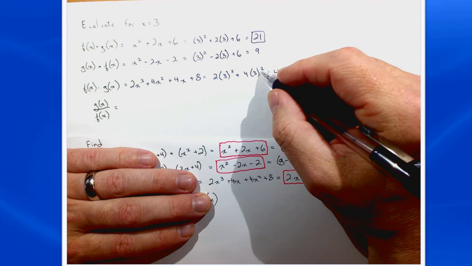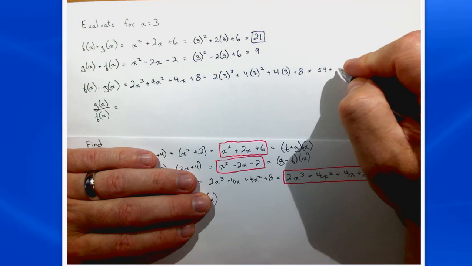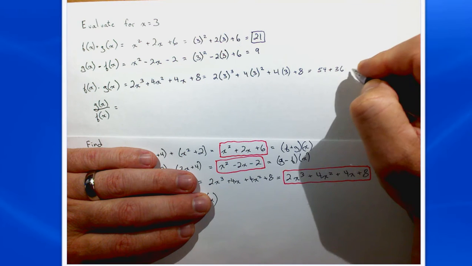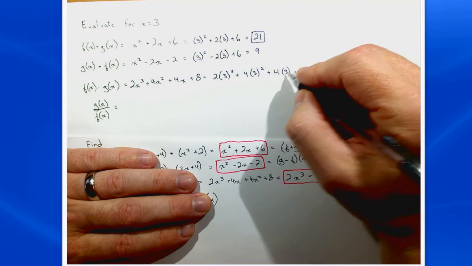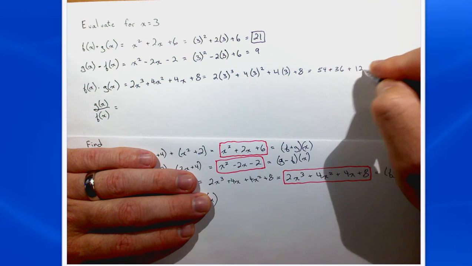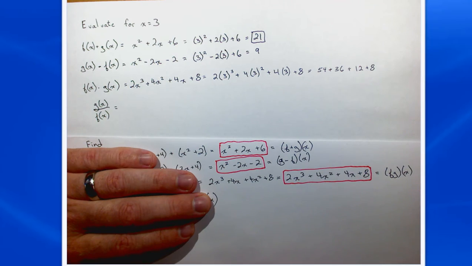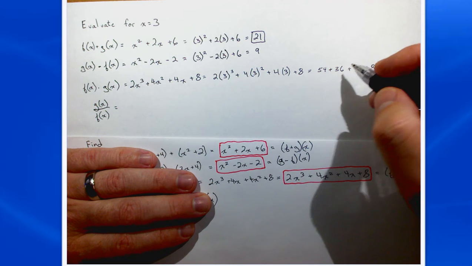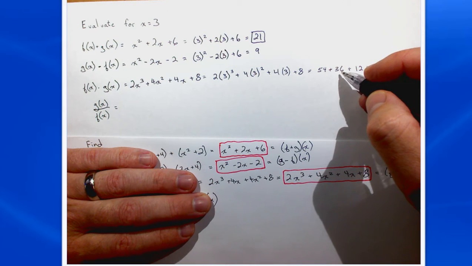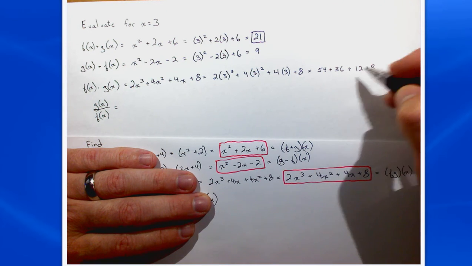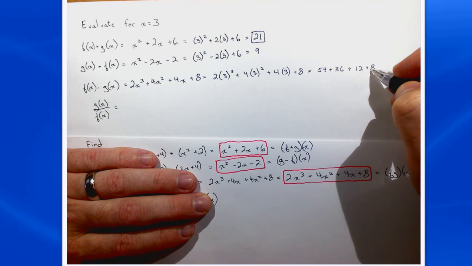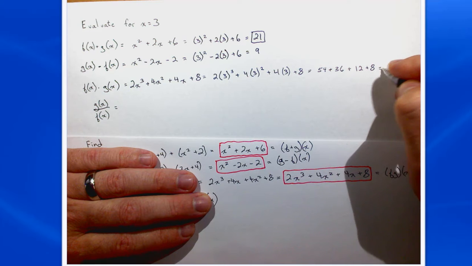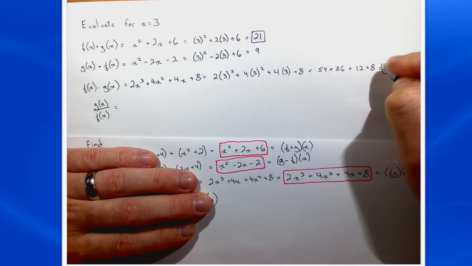And 3 squared is 9. And 9 times 4 is 36. And 4 times 3 is 12 plus 8. So let's see. 54 and 36. It gives me 90. And 90 plus 20 is 110. 110.